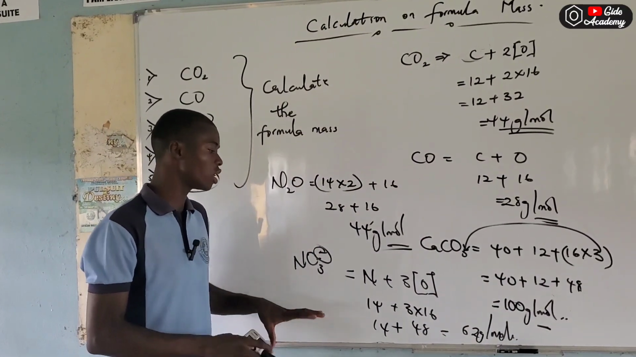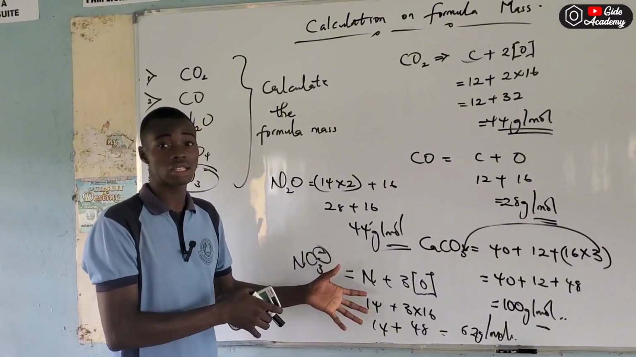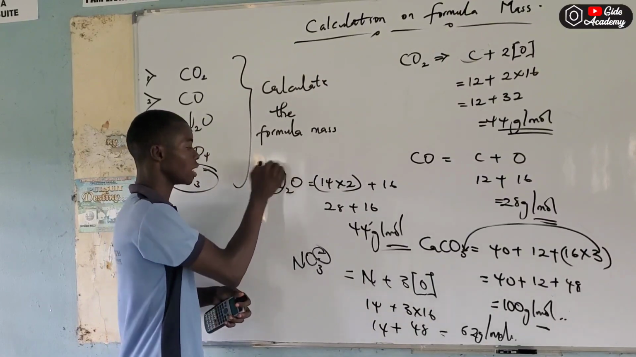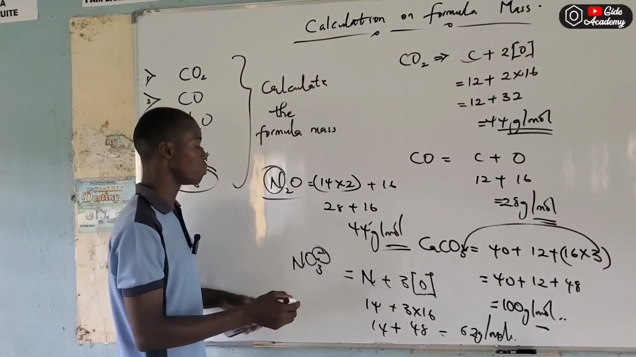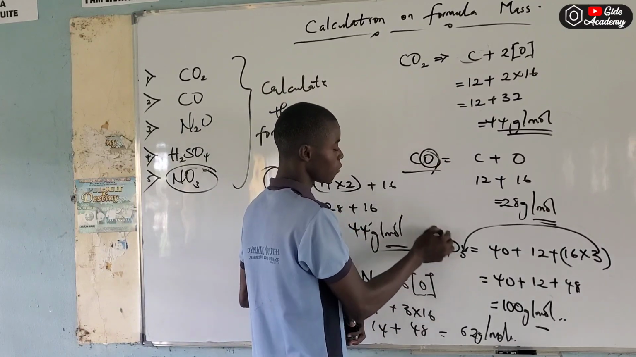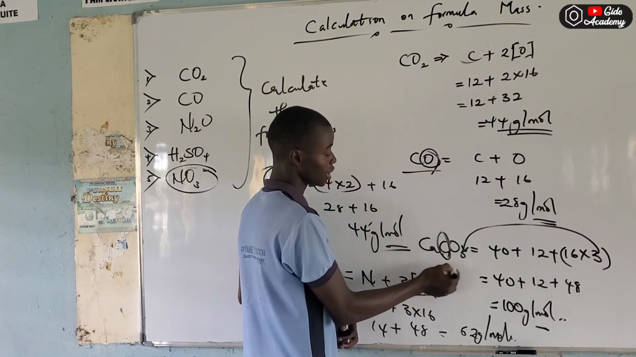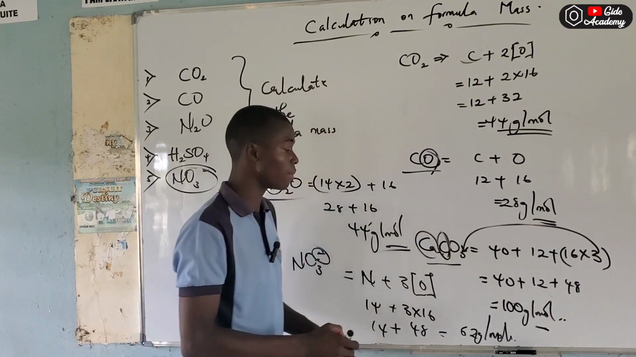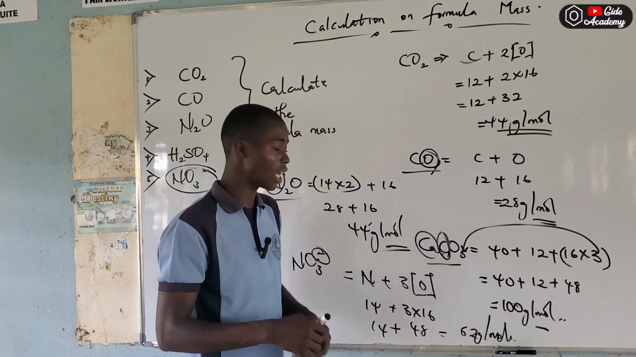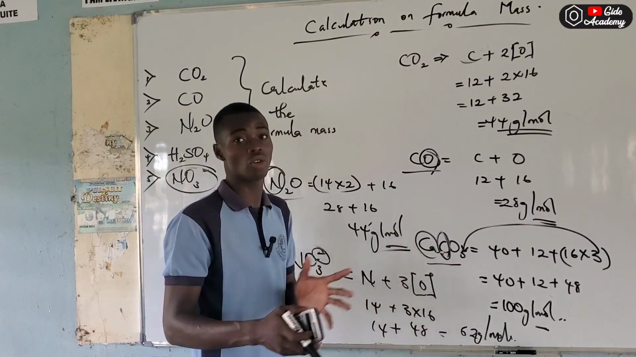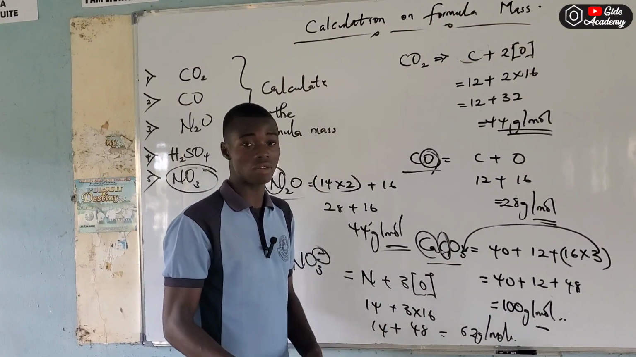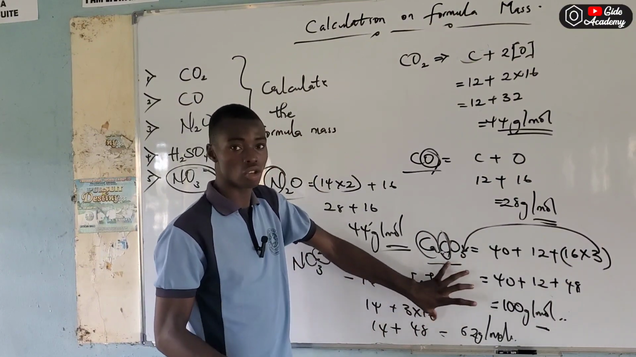But JAMB may likely not give you a simple question like this. They might extend your work to calculate the percentage composition of nitrogen in this compound, or of carbon, or calcium in this compound. They might tell you to calculate the percentage composition of any of the elements. But for WAEC, in a theory question, it's going to tell you to calculate all of them. But for objective, WAEC might ask you to calculate just one.